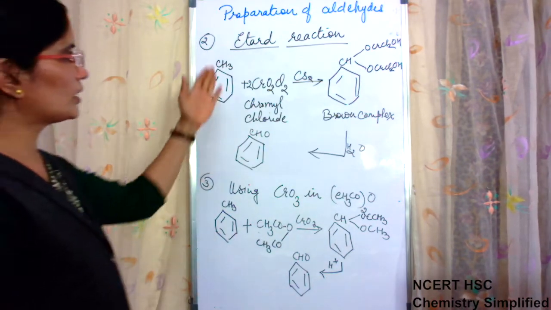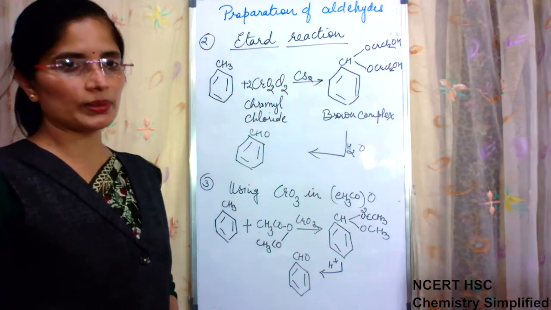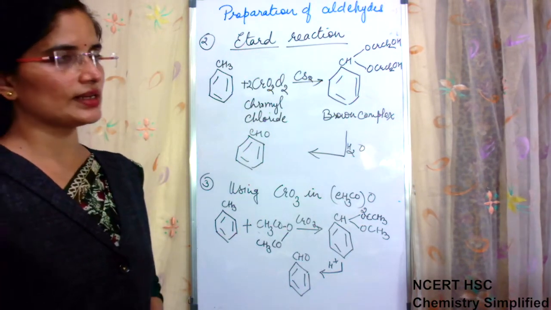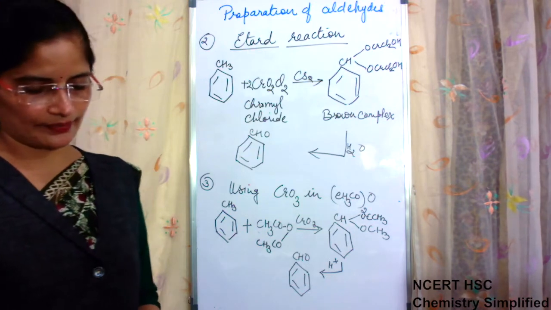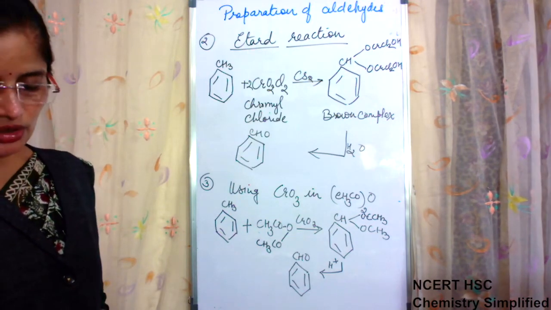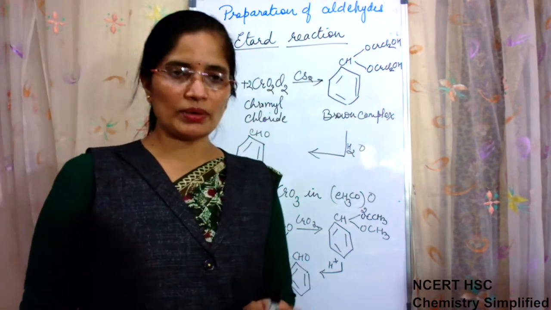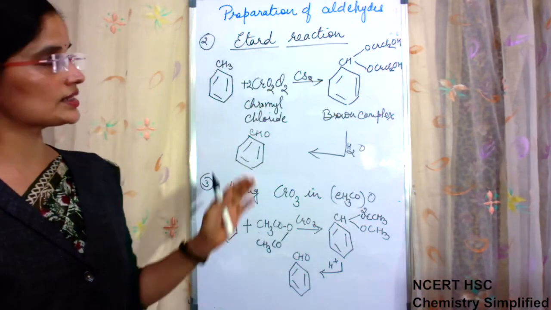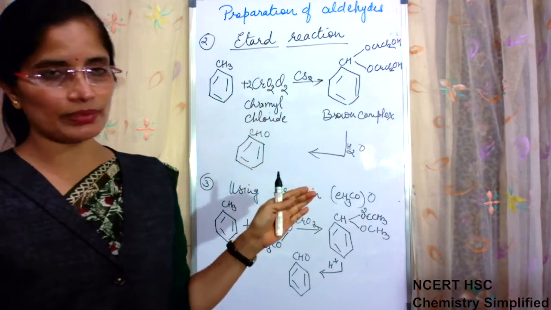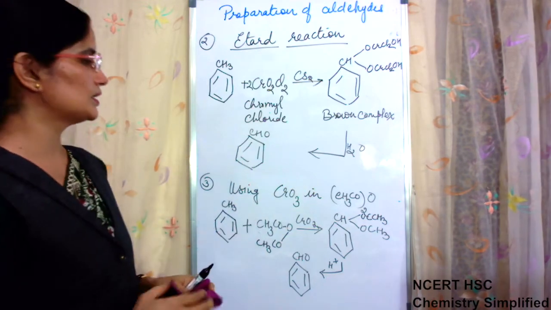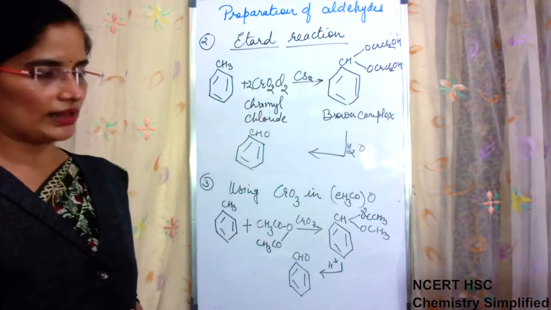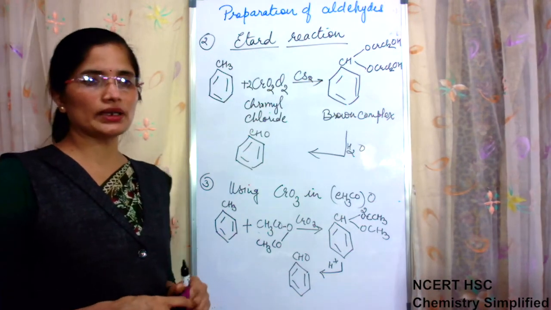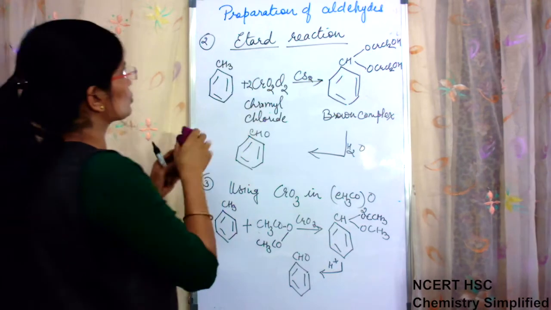So these are all methods of preparation of aldehydes, aliphatic aldehydes as well as aromatic aldehydes. So by now we have discussed common methods of preparation of aldehydes and ketones. Then we have discussed the methods of preparation of only aldehydes. Now there are a few methods which are used only for ketones. We cannot use them for preparing aldehydes. So let us see those methods.